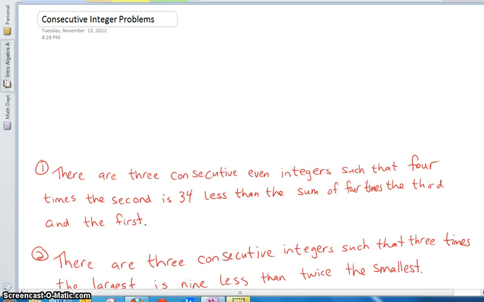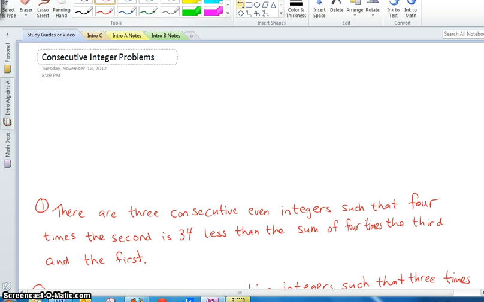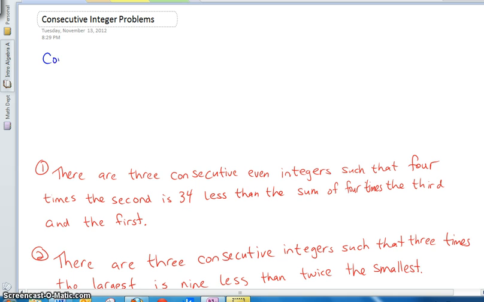Consecutive integer problems have two difficult parts to them. First, you need to figure out what your variables are. To do this, I would suggest thinking about what do I know? Do I know that they are consecutive even integers? In which case, make a guess. You know, like 8, 10, and 12 are consecutive even integers.